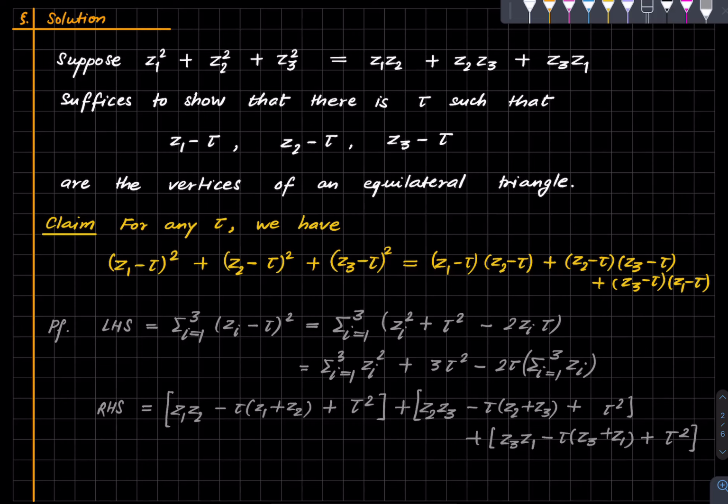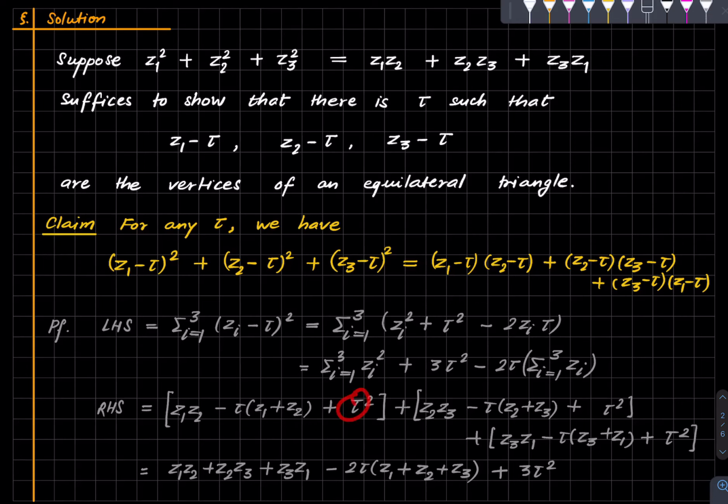And rearranging the terms, the RHS can be written as z1 z2 plus z2 z3 plus z3 z1 minus 2 tau (z1 plus z2 plus z3). I'll explain this thing. So where is this term coming from? We have these three things. If we add them, we get that. And lastly, this is plus 3 tau square.